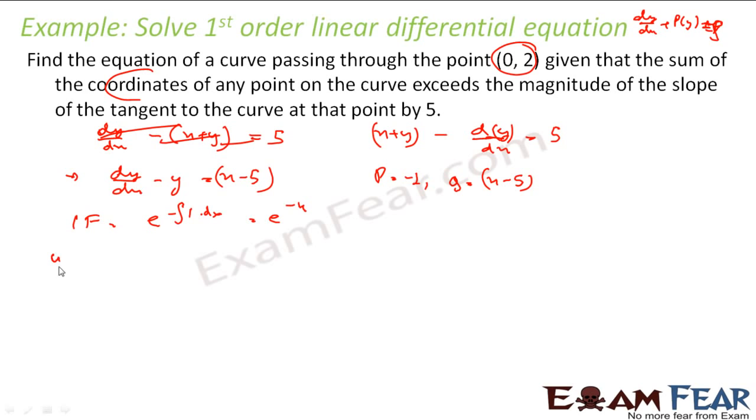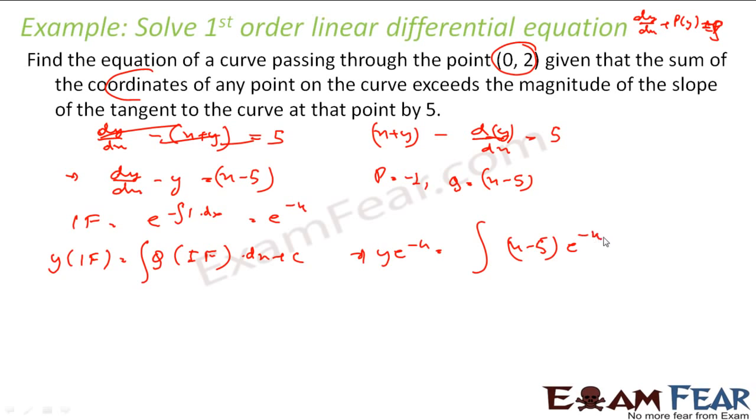So now I'll say the solution is y into IF is equal to integration of q into IF, the whole thing, dx plus some constant. So you get y into e to the power minus x is equal to integration of q, that is x minus pi, into e to the power minus x, dx plus some constant. That's what you get.